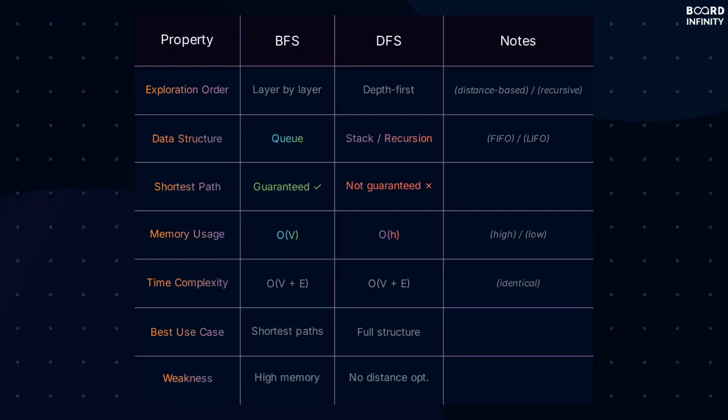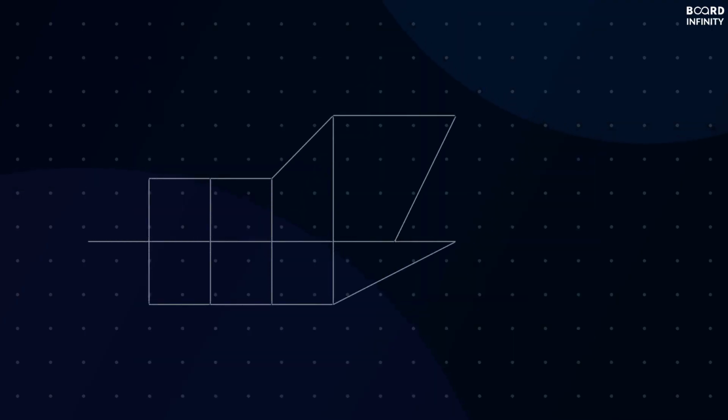BFS is best for finding shortest paths, while DFS excels at exploring the full graph structure. The main weakness of BFS is its potentially high memory usage, whereas DFS's weakness is its lack of distance optimization. Now let's see when to use each algorithm in the real world.